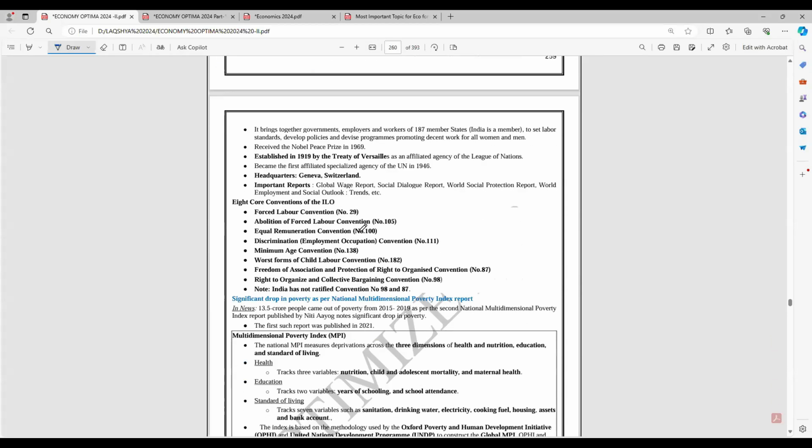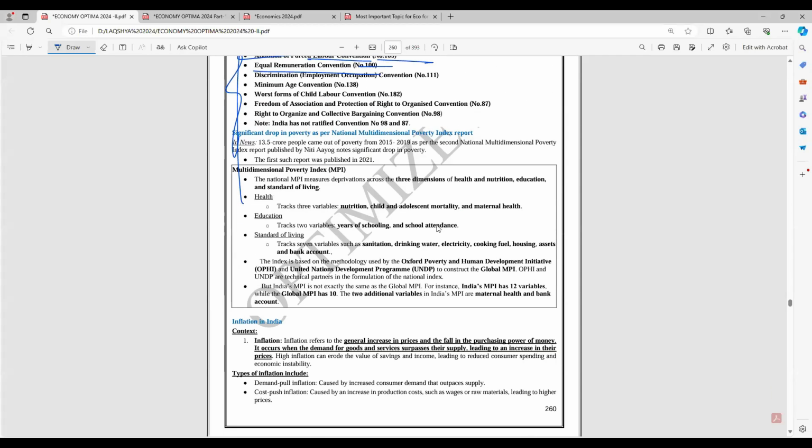Okay, guys, these conventions: forced labor convention number 29, abolition of forced labor convention 105, equal remuneration convention. So ILO conventions, sometimes UPSC may ask. Next, guys, national multidimensional poverty index, Niti Aayog. If you see here, how many variables do they take? The Niti Aayog goes for 12 data sets, and the global MPI, which is brought by UNDP, goes for 10 data sets. So 12, 10 is very, very important.